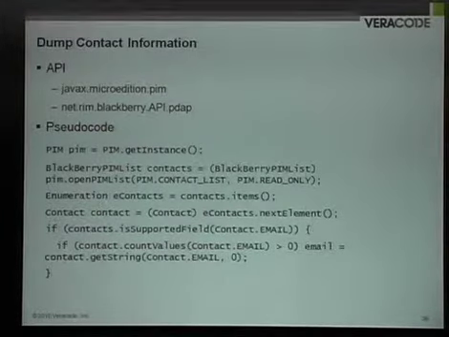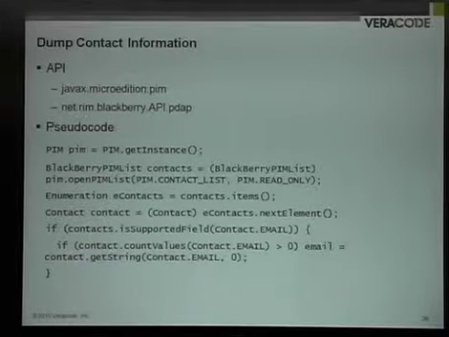So I'm going to go through, I think, 2 dumpers, 2 listeners, and then 2 exfiltrators. Like I said, there's more than that, but just for sake of time and to be able to show you a little bit of a demo at the end, I'm just going to go through a couple of them. But you see at the top the important APIs when dumping contact information, the Java Micro Edition PIM, which is the Personal Information Manager API, and also the PDAP API, which is the Personal Digital Assistant Profile API, are the ones that we use here for capturing of contact information.